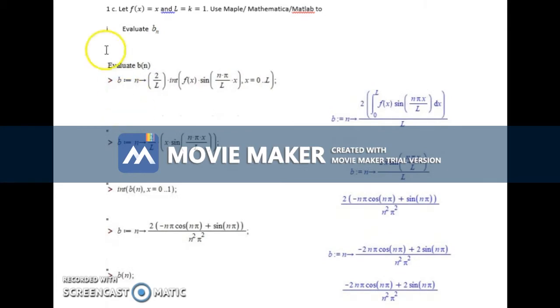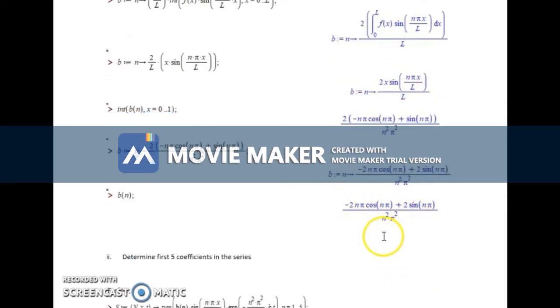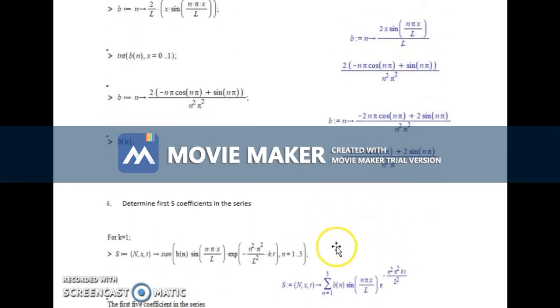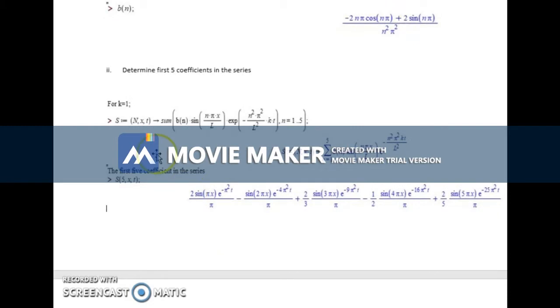So this is the code to find Bn, we just integrate and we get the answer. So this is the answer, Bn. And next for 2 Romans, 1C 2 Romans.